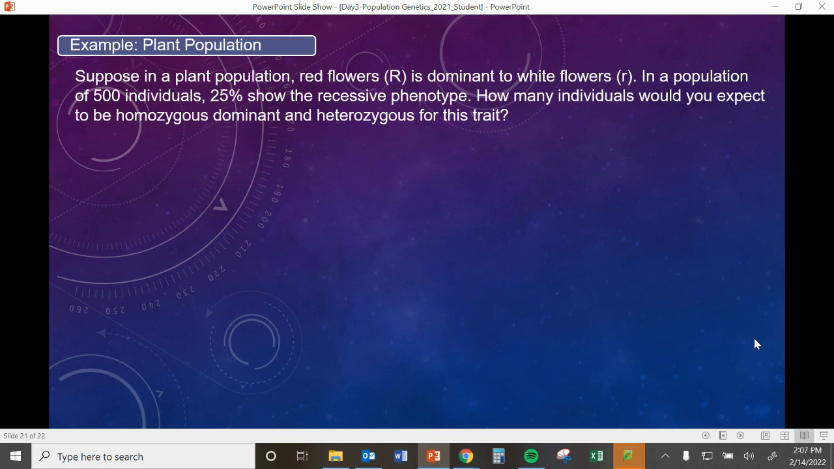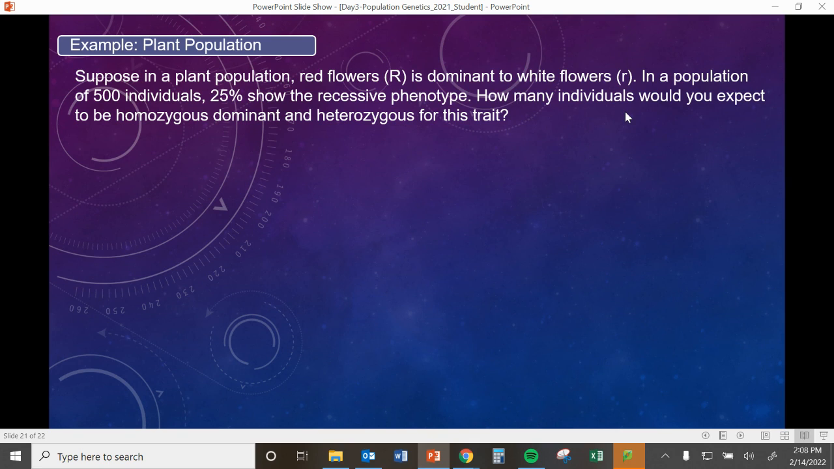Suppose a plant population, red flowers, where R is dominant to white. In a population of 500 individuals, 25% show the recessive phenotype. How many individuals would you expect to be homozygous dominant and heterozygous for this trait? Because we are given the recessive phenotype, because we're able to observe that, we can't observe which one is homozygous dominant versus heterozygous. We can just observe a dominant phenotype.